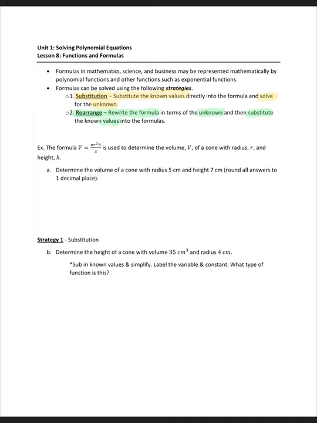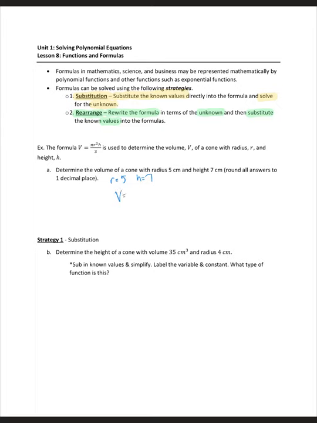So we're going to look at those two different strategies in relation to the volume formula of a cone. The formula V equals pi r squared h divided by 3 is used to determine the volume of a cone with radius r and height h. Determine the volume of a cone with radius 5 and height 7 centimeters. We're going to round our answers to one decimal place. So we would say we have r equals 5 and h equals 7.